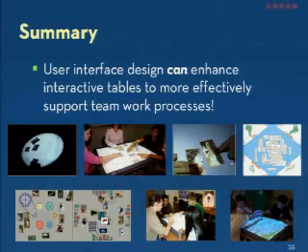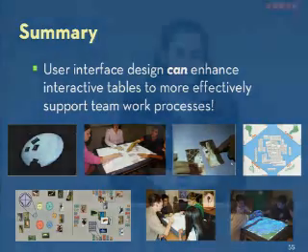But we're running short on time, so I'd like to wrap up. In summary, what we found is that user interface design can enhance the work experience around interactive tables. In particular, small changes in UI design can really allow more effective teamwork processes with these devices. For example, we talked about multi-user coordination issues and how interaction techniques can help reduce those types of conflicts among users to reduce disruptions to workflow.